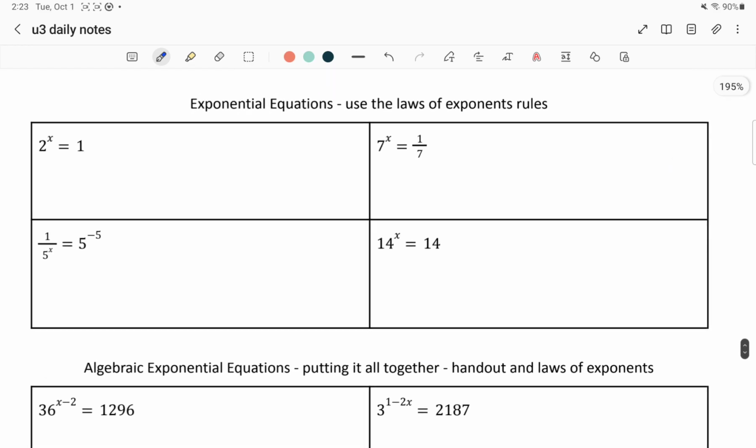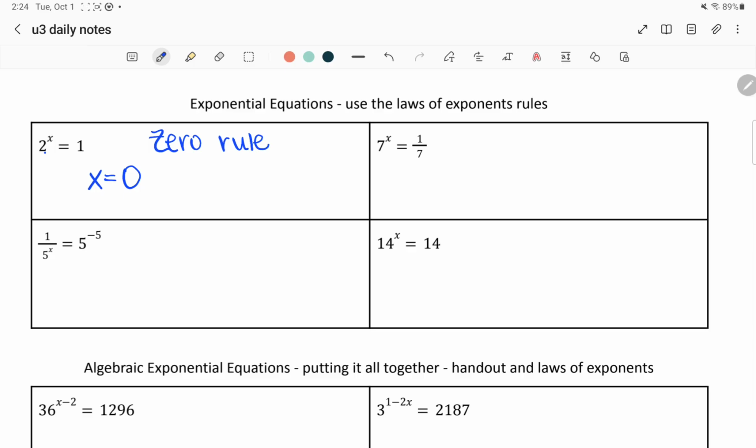Here is just using the laws of exponents. Let's try and solve for x. So I see 2 to the x equals 1. Well, I also know that anything to the 0 power equals 1. So I can just say, if x equals 0, then 2 to the 0 would be 1. So that's kind of the thought process there. This was the 0 rule.